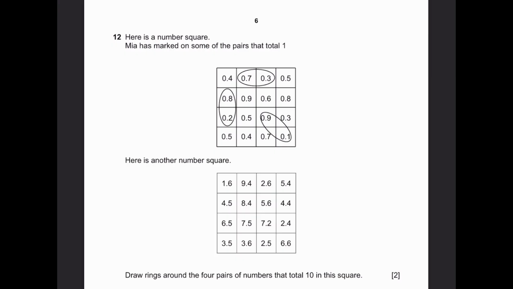Question 12. Here is a number square. Mia has marked some of the pairs that total 10 in the square. Here's another number square. Draw rings on the 4 pairs of numbers that total 10 in the square.